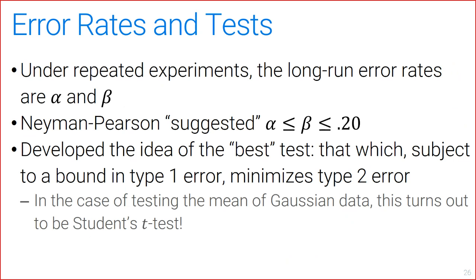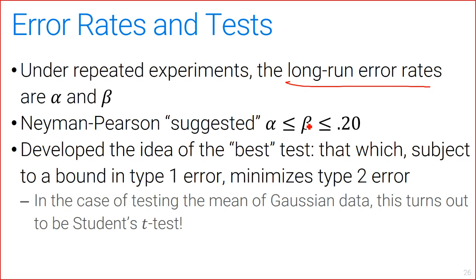And so under repeating experiments, the long run error rates remain alpha and beta. So if we have these binary decisions about rejecting or not rejecting the null hypothesis, then we know that in the long run, alpha% of the times we're going to make a type 1 error, beta% of the time we're going to make a type 2 error. And so again, there's really no suggestion here or no ground truth, so to speak. But Neyman and Pearson suggested something like, let's have beta less than 20% and alpha less than beta. So there was something like saying you should have a statistical power of at least 80% of probability of correctly rejecting the null hypothesis if really you should.